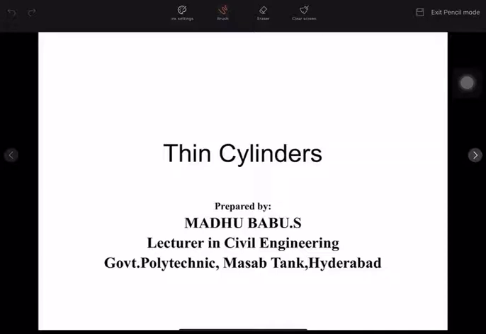Today we'll be discussing a topic called thin cylinders, which is a part of theory of structures. Presently, you can see this subject in the C18 fifth semester curriculum.